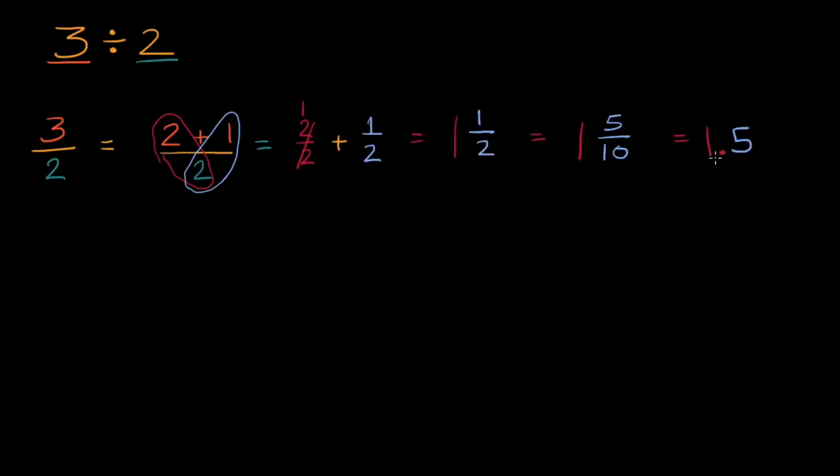So this is 1 and 5/10. Now, another way that we could have thought about this is, okay, I'm not getting a whole number when I divide 3 divided by 2. Maybe I'll get something in terms of tenths. So let me express each of these in terms of tenths.